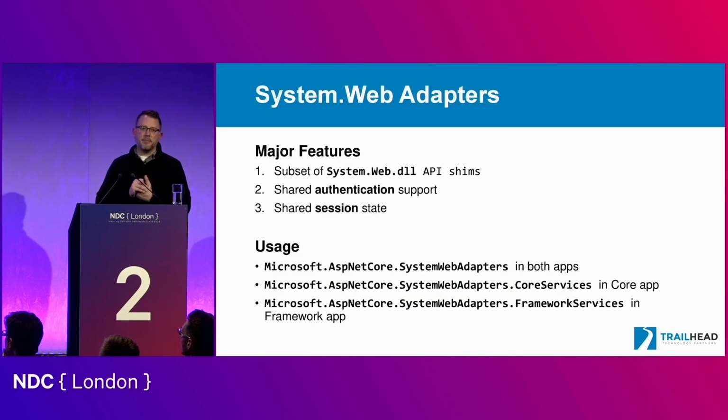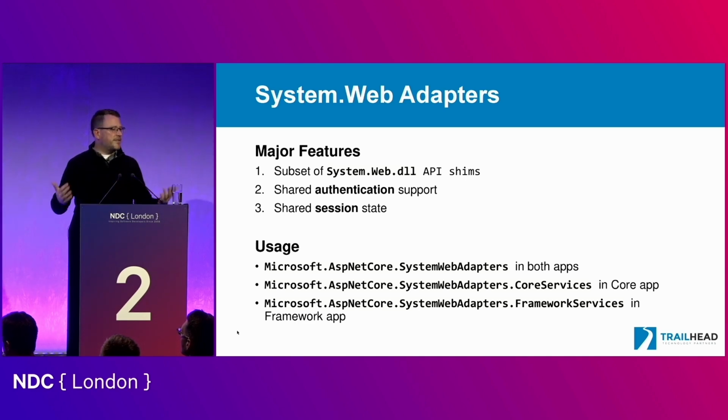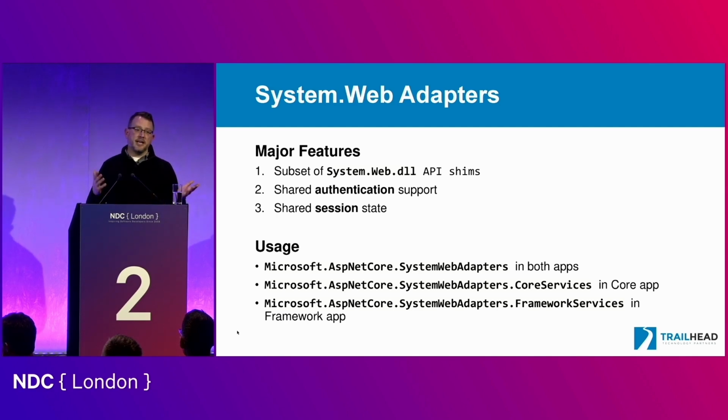So the System.Web adapters, once you get past the more trivial parts that I've showed you today, and you start to get into the weeds of doing a legacy migration, you're going to run into things like session state. You're going to run into things like authentication. These get a little bit harder when you're trying to make two applications use the same authentication or share session state with each other. There is a shim library that Microsoft has created that's called System.Web adapters.